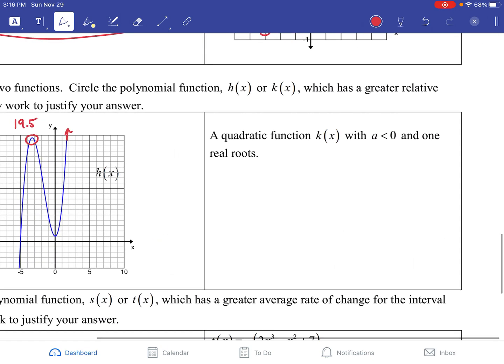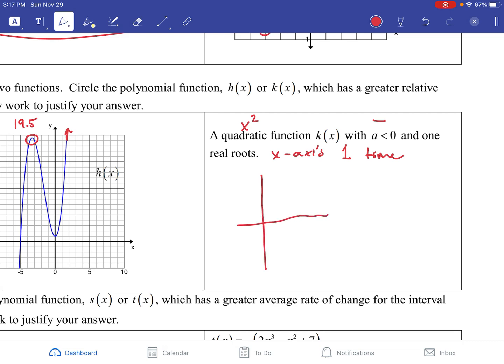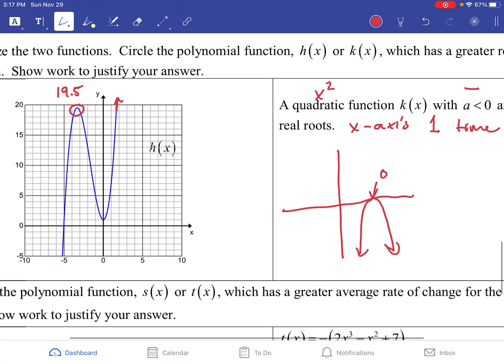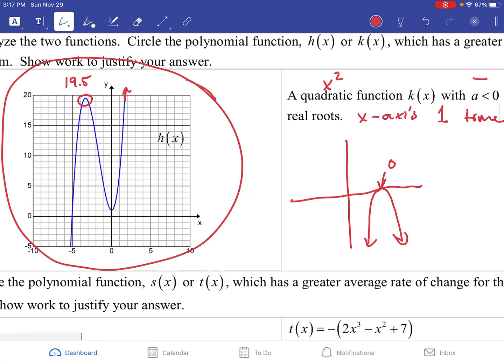So we want to do here quadratic function where, so quadratic is going to be x squared. The a is less than 0, so it's going to be negative, and has one real root. Okay, so this is an important piece. This one real root means that it crosses the x-axis one time. Okay, this only happens with quadratics in one particular instance, and that is where the vertex of the quadratic graph is on the x-axis itself. And since it's negative, it's going to hit once there and then go back down. So this is at a y of 0. So in this case, 19.5 is bigger than 0, so this has the greater relative maximum.